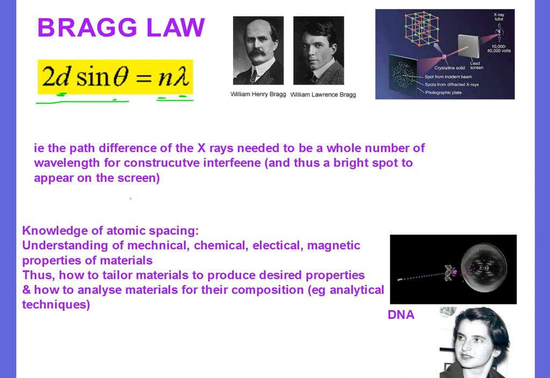A knowledge of atomic spacing led to understanding of the mechanical, chemical, electrical, magnetic properties of materials, and once you knew that, you could actually tailor materials to produce desired mechanical, chemical, electrical, magnetic properties. So it was very important for material science, but also very important for analytical science, because you could then analyse materials to figure out their composition and atomic spacing. And one of the most famous examples was when Rosalind Franklin used X-ray diffraction to figure out the structure of DNA by producing this lovely X-shaped diffraction pattern.